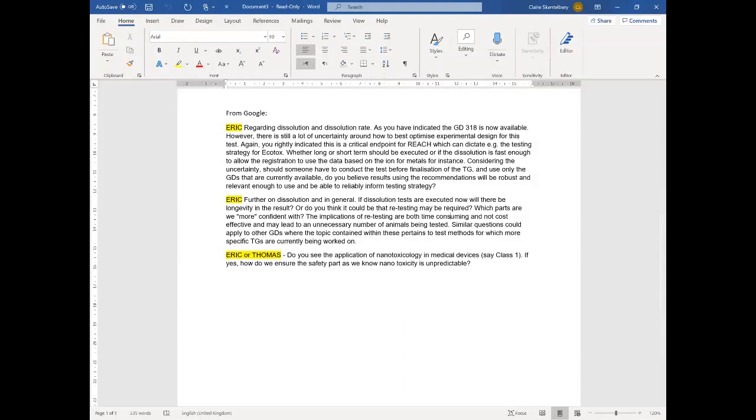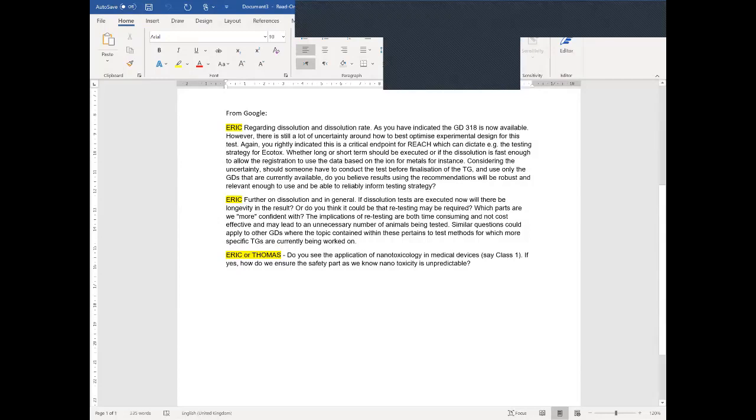Right, and I think one point can be made here that medical devices is not a focus in a chemical safety testing program of the OECD, but Mar may know that better than me. Yeah.